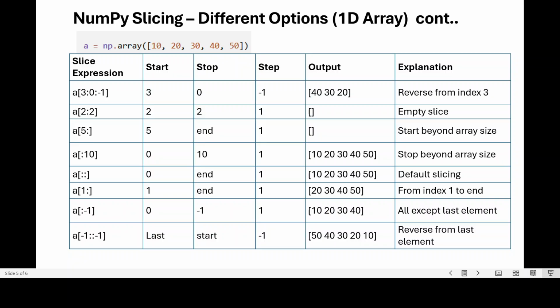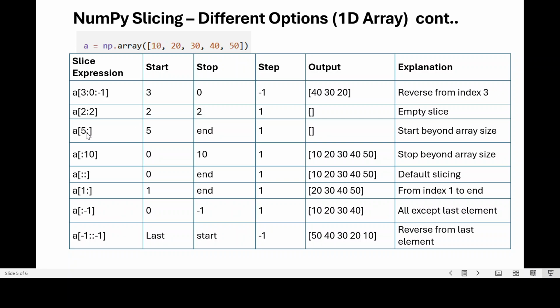These examples help us understand how NumPy behaves when the slicing limits are unusual. In this first expression, a[3:0:-1], slicing starts from index 3 and moves backward until just after index 0. So the output is 40, 30, 20. The next expression a[2:2]. Here the start and stop indices are the same. Since there are no elements between them, NumPy returns an empty array.